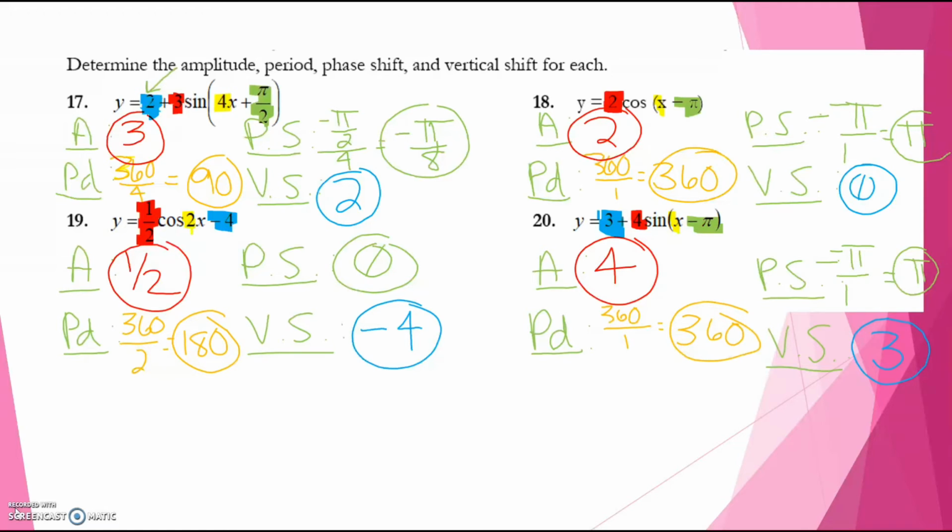I think the largest mistake would be the phase shift in number 17. Perhaps you didn't keep change flip, because this is originally 4/1, so when you keep change flip, it'd be 1/4. That's how I got negative pi over 8. Another mistake is some people in number 19 may think that this negative 4 right there is the C, but it is the D because it's not in parentheses. So that's why the vertical shift is negative 4 and there is no phase shift.